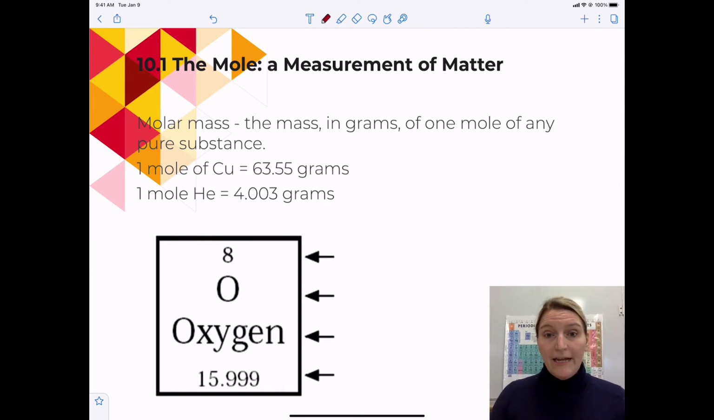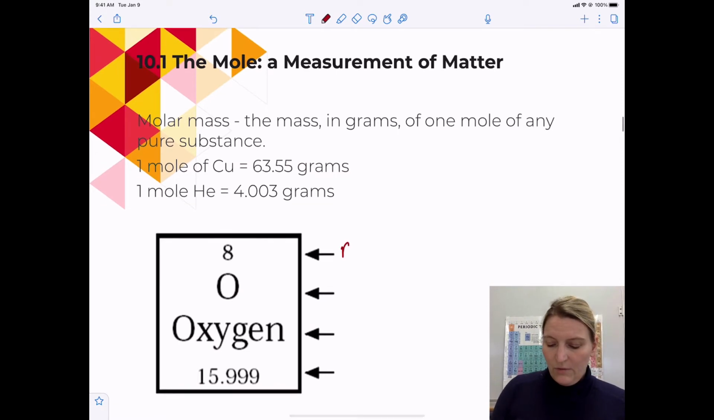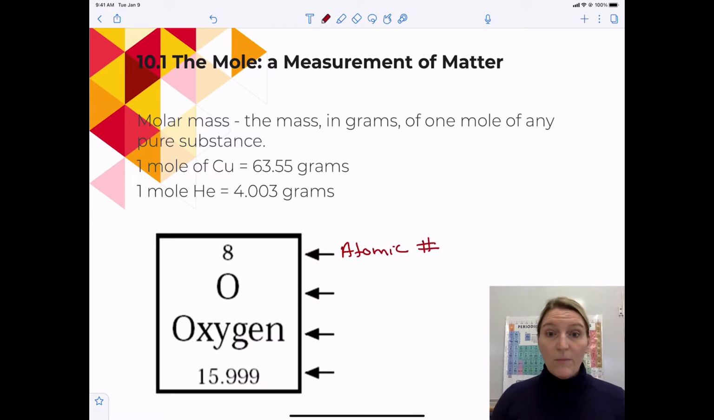Okay, so what we're learning in this video is what we started this chapter with, how to count by mass, but this time we're moving into actual chemical compounds. And in order to do that, we need to revisit the periodic table again. So remember that on the periodic table, there was the atomic number, and we've been using that a lot over the past few months as the number of protons or the number of electrons in a neutral atom.